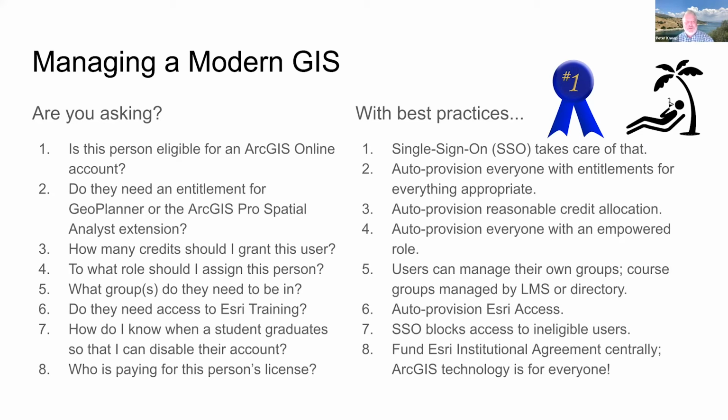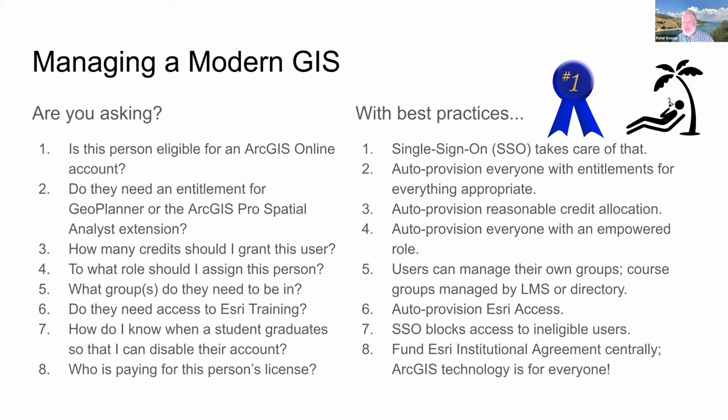Related to that, of course, is how many credits should I grant this user? That's where you can ensure reasonable use of the system by auto-provisioning a reasonable credit allocation so that people can get the work done that they need to without having to ask for permission or credits to do it. Number 4, to what role should I assign this person? Again, you can auto-provision everyone with an empowered role so that they can take care of themselves. Number 5, what groups do they need to be in? Well, since you've given them an empowered role, users can manage their own groups, so they don't have to ask you to do that for them.